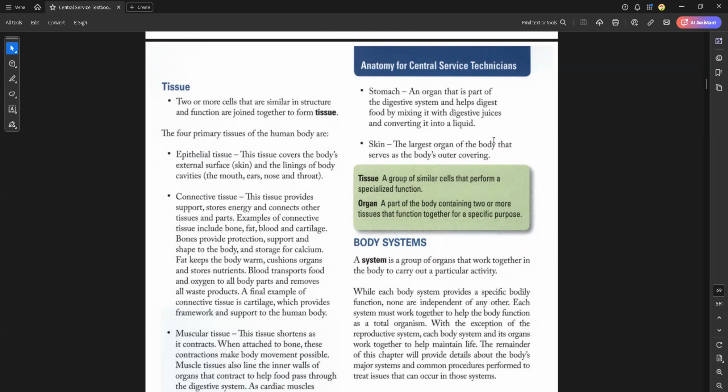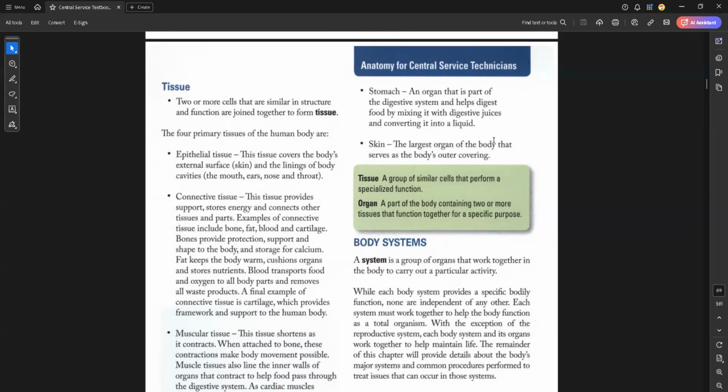Then we have epithelial tissue, then we have the connective tissue, and then we have the muscular tissue. So the epithelial tissue, of course, covers the human body. That's the skin. Then we have the connective tissue. This tissue supports, stores energy, and connects other tissues, and blood is part of it. Muscular, we're able to move our muscles. Then we have the stomach, an organ, as a part. Then we have the skin.